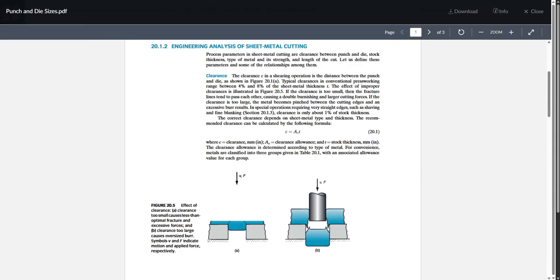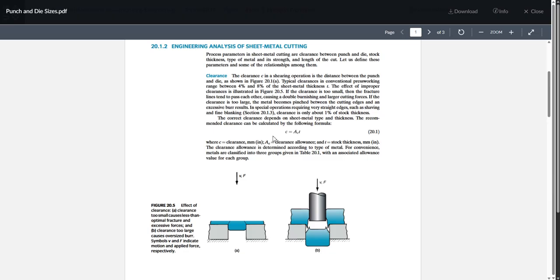Okay, so the third question we're going to cover for the preparation for quiz number 2 is going to be for the punch and die sizes, and that's what we have in sheet metal working. What we're going to start with is have a look at the equations, and the first thing we need to calculate is going to be the clearance.